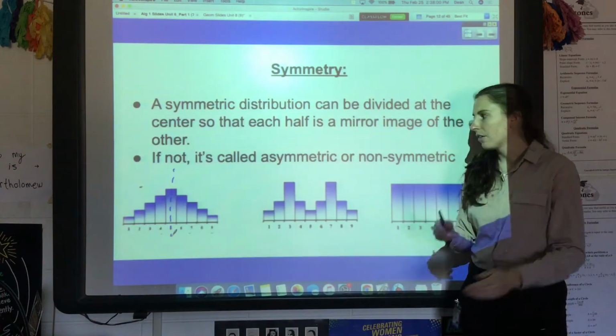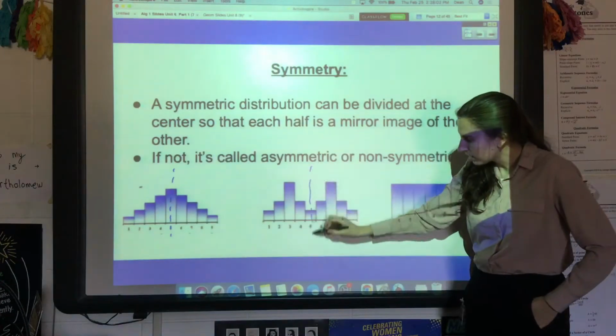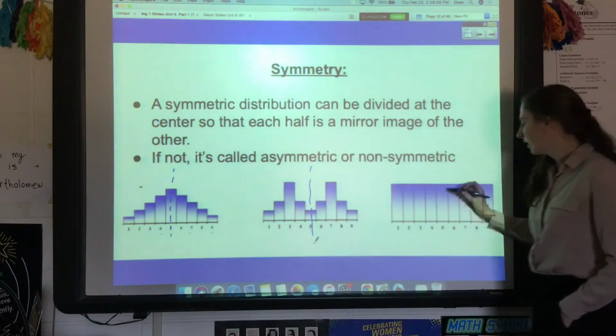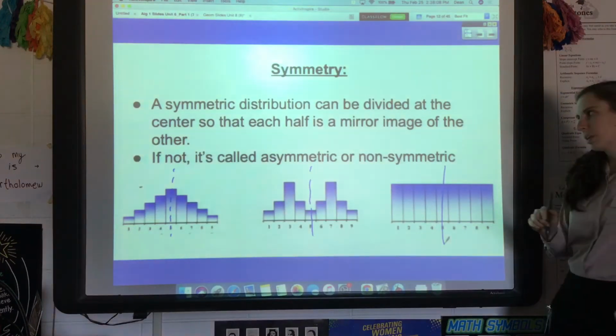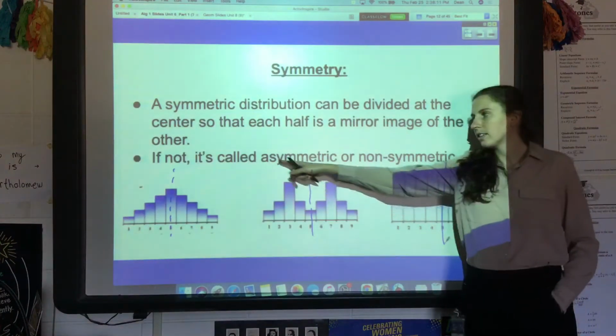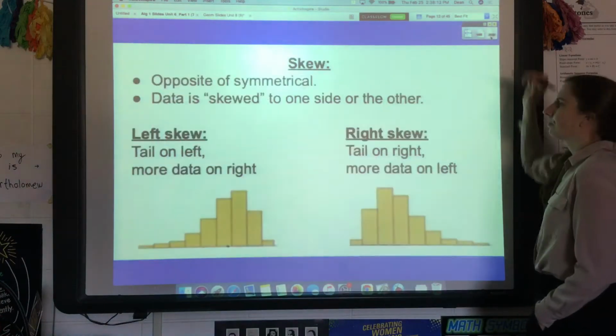is just split right in half. And this is also symmetric because it's the same on both sides, and this one's also symmetric. It's the same on both sides. If it's not symmetric, it's sometimes called non-symmetric or asymmetric.